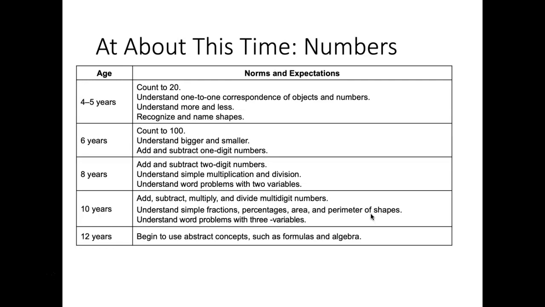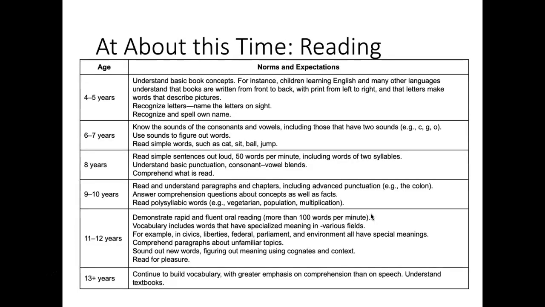By 10 years old, children can add, subtract, multiply, and divide multi-digit numbers. Children by 10 years old can understand simple fractions, percentages, area, and perimeter of shapes. The more experience they have with concrete objects, like in a block area at a preschool, and playing with those objects, the better this understanding will develop. By 10 years old, children can also understand word problems with 3 variables. By 12 years old, children begin to use abstract concepts such as formulas and algebra.